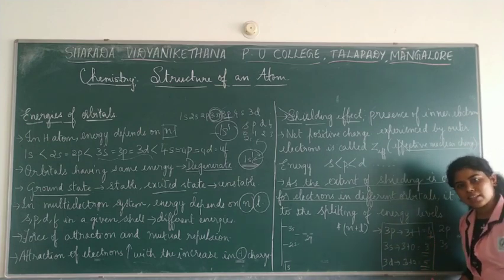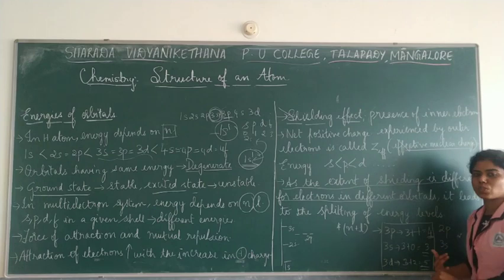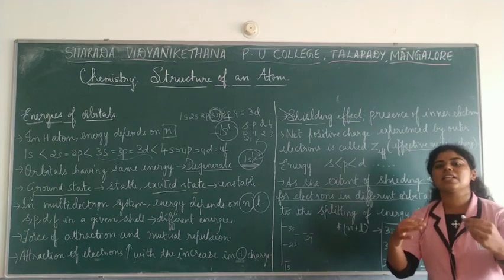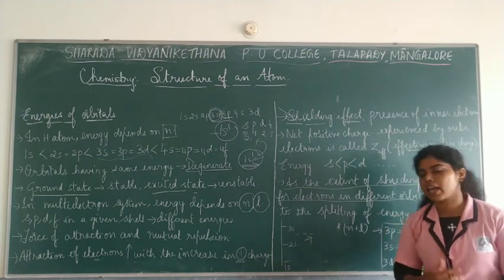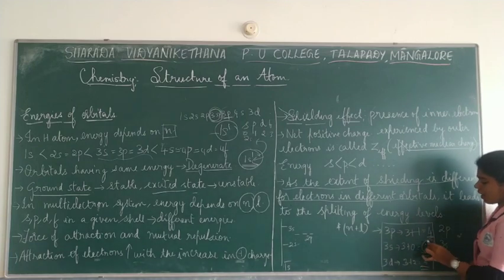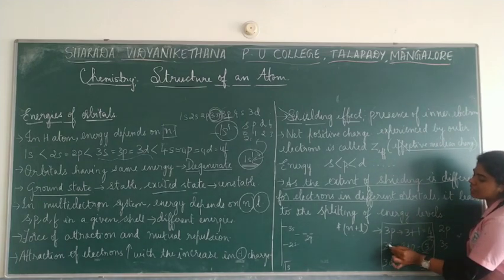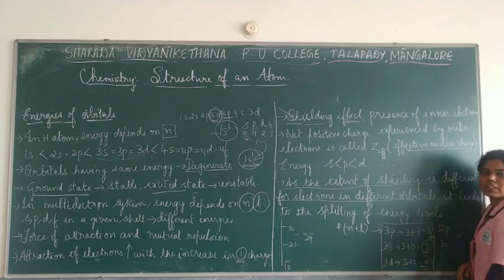So depending on these values, you can say which orbital has less energy and which orbital has higher energy. Here the least value is given by 3s, so the 3s orbital has less energy. Then you have 3p. Then you have 3d.